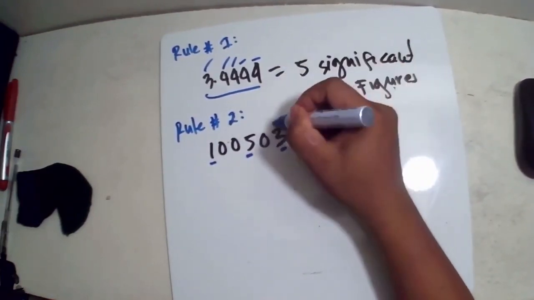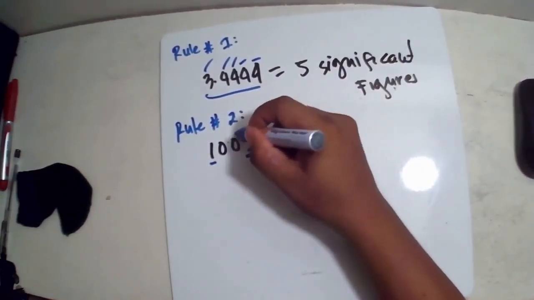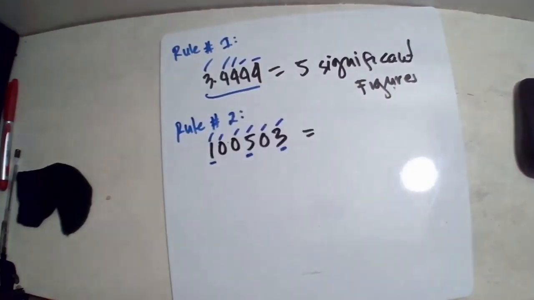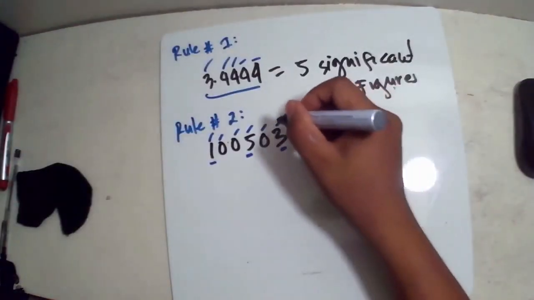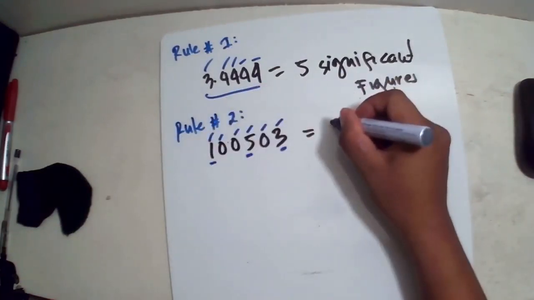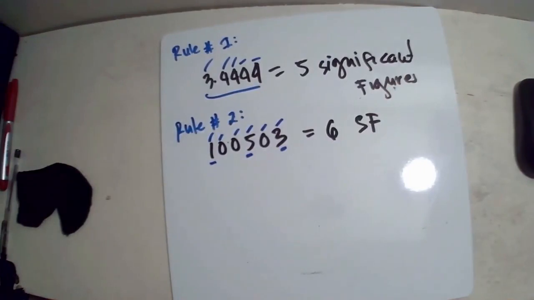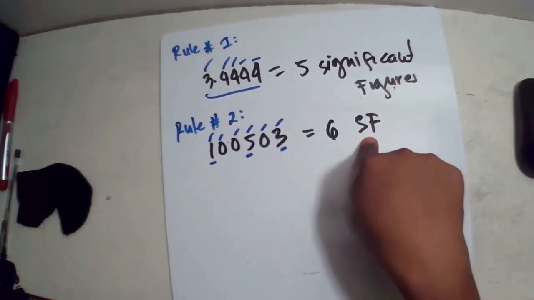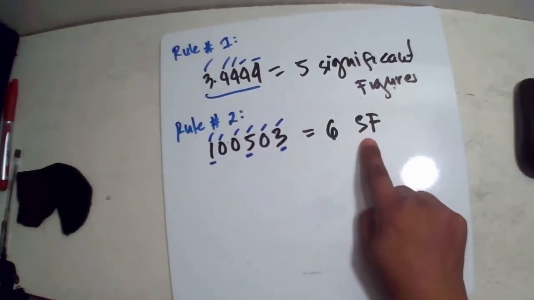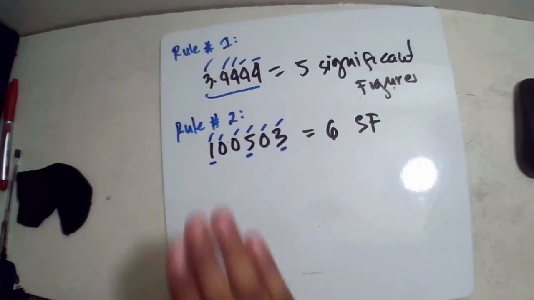So counting that one, 1, 2, 3, 4, 5, 6. How many significant figures do we have? In this example, we have 2, 4, 6. We have 6 significant figures. We'll just write SF so that we can maximize our time. So that's for rule number 2.